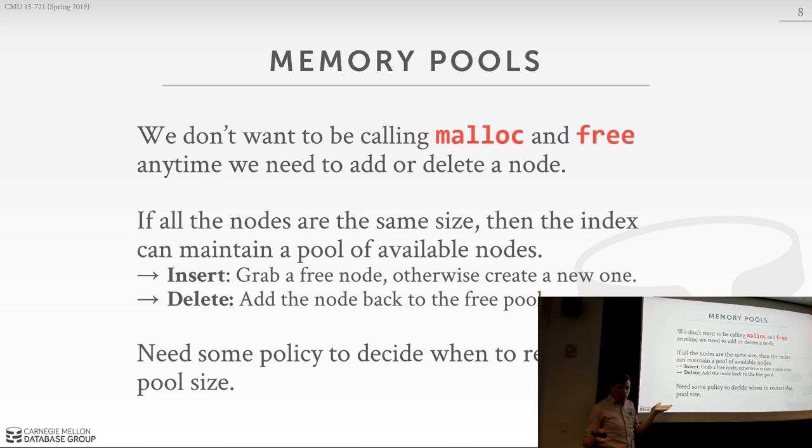So in the same way we saw this with compaction in MVCC, we want to have some kind of mechanism in our memory pool allocator to be able to return memory back to the OS or back to malloc as needed. Again, the main takeaway here is avoid calling malloc as much as possible, because that may end up being a syscall down to the kernel, and that would slow down our threads.